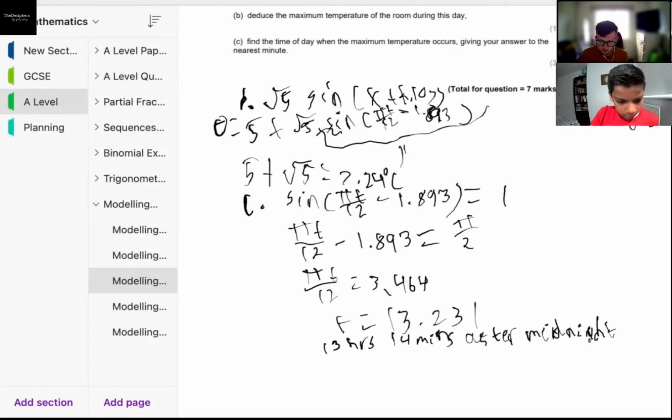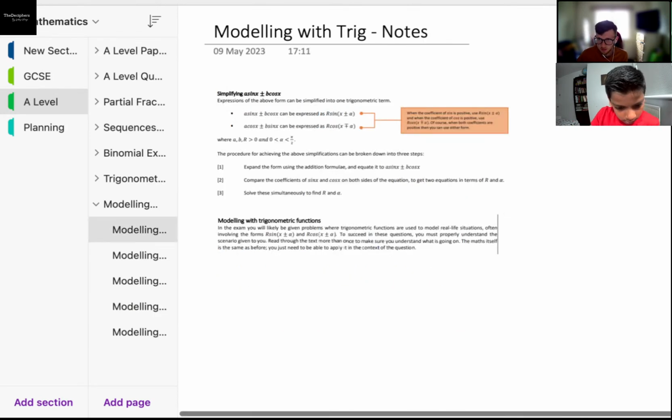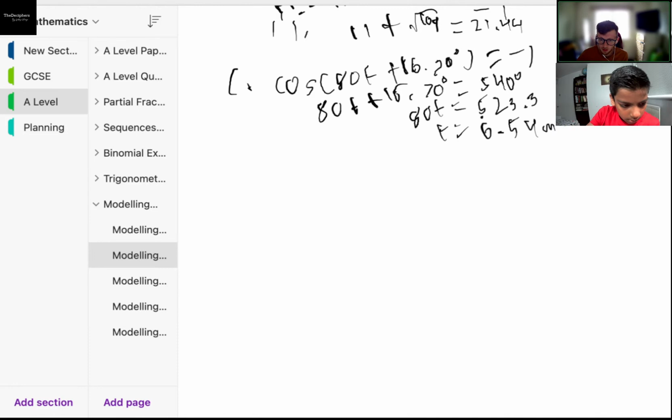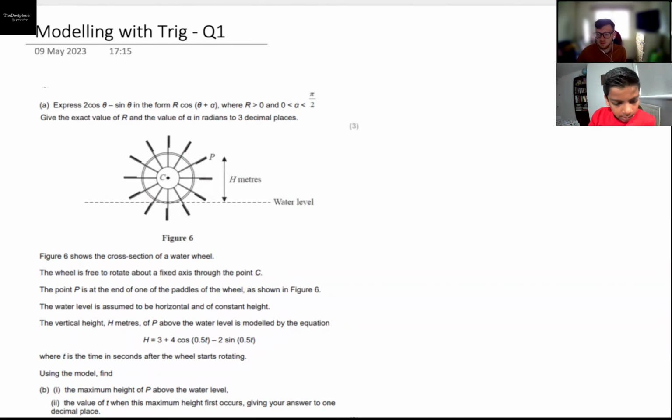So, let's do the next question. Wait. Why is there another question 1? No, it's... Alright, I've got a question 1. It should be question 3. Okay. It is a different question.